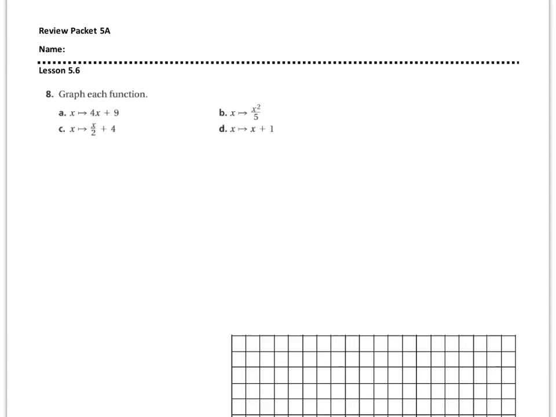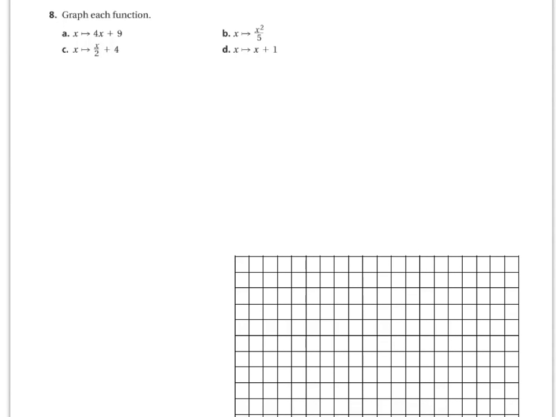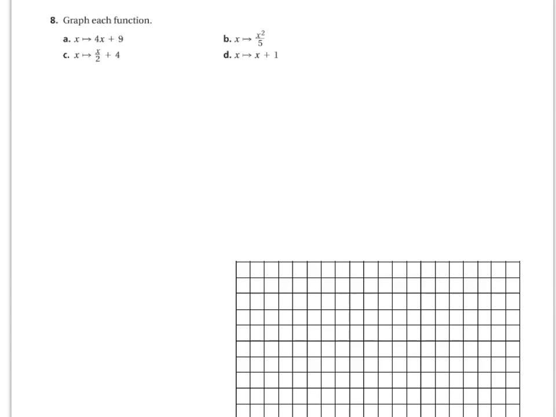Lesson 5.6 on Review Packet 5a. Graph each function. X maps to 4x plus 9. Okay, so let me do part A.